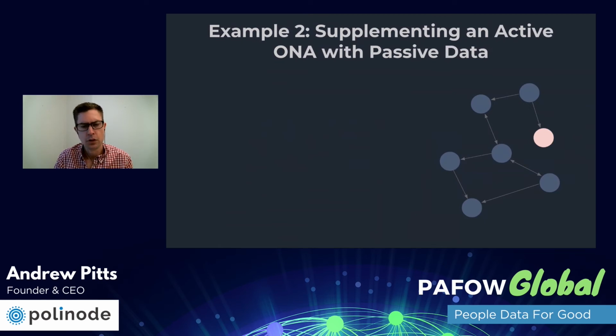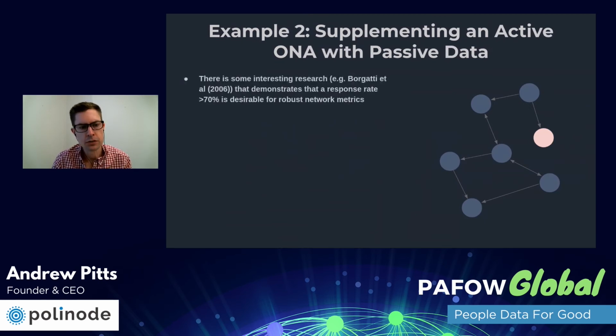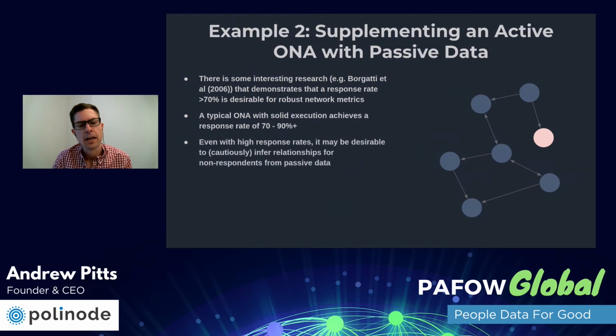Example 2. There's some really interesting research that demonstrates that a response rate greater than 70% is desirable for robust network metrics. The good news is that we typically achieve response rates around 70 to 90%, often much higher than 90%. But even with those high response rates, it can be desirable to cautiously infer relationships from non-respondents from passive data. So what do I mean by that?